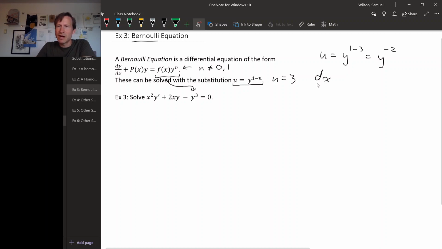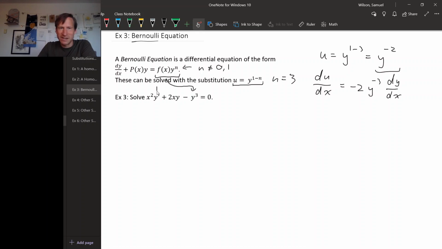Now we need to figure out the derivative of u with respect to x. We have to do the chain rule here. So this is minus 2 y to the minus third times dy/dx. We're ultimately going to use this to replace y prime, so let's solve this for dy/dx. We get minus 1/2 y cubed times du/dx equals dy/dx.